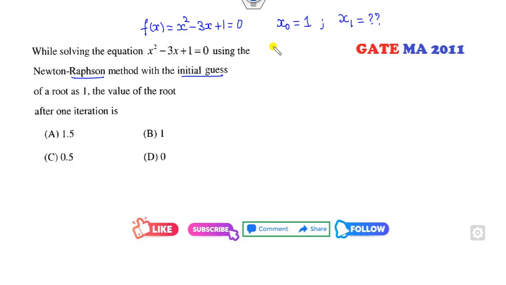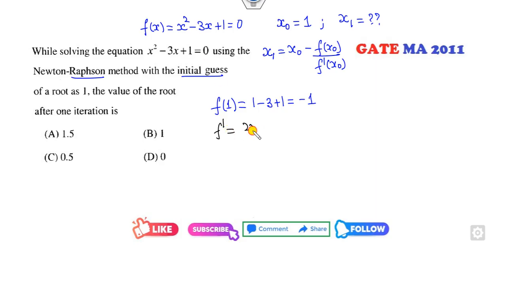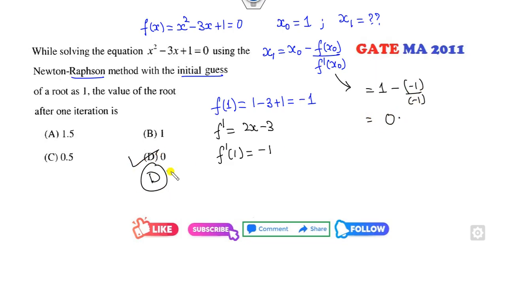Fine. So we all know the first approximation is x naught minus f(x naught) divided by its derivative. What is the function value at x naught? 1 minus 3 plus 1, this is minus 1. Can you find the first derivative of this? 2x minus 3. So what is the first derivative at the initial point? It's minus 1. So I can substitute here 1 minus (minus 1) divided by minus 1, which is 0. That is the right answer of this problem.